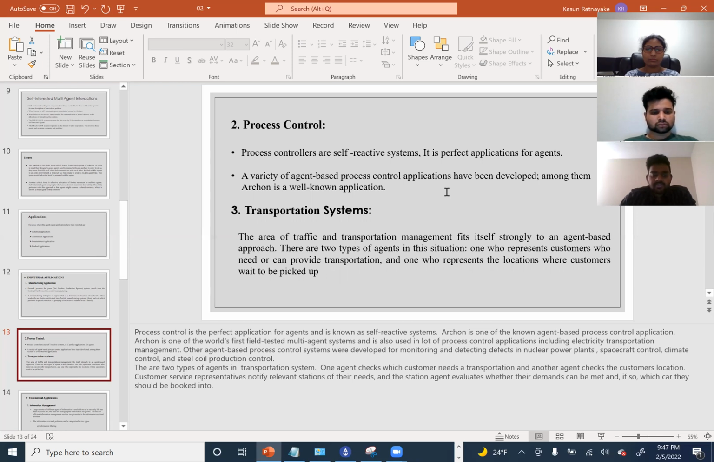There are two types of agents in the transportation system. One agent checks customer needs, which customer needs transportation, and another agent checks the customer location. Customer service representatives notify relevant stations of their needs, and the station agent evaluates whether the demands can be met, and if so, which car they should be booked into.